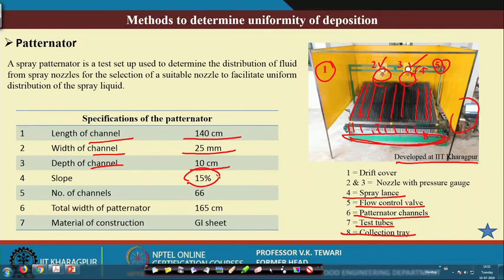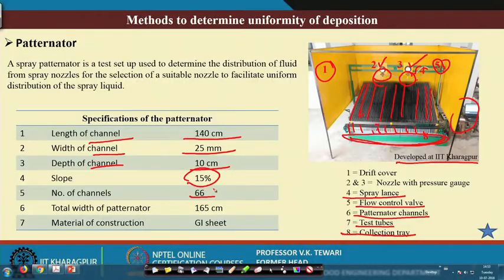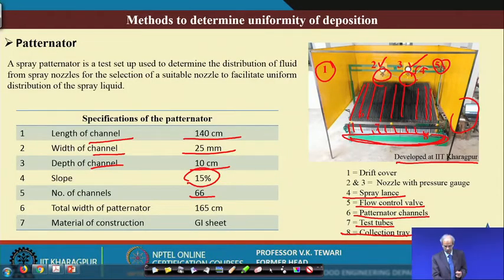Then the number of channels. What is the number of channels that you have kept? Actually, when you are talking of distribution, you have to have a large number of channels. Then only you can know what is the spread in which the whole chemical is falling and how much you are getting. All this will flow down and get collected into the tubes. The total width of the patternator may be 165 centimeters. This is the total width, which will tell what swath you will have if you have nozzles here.